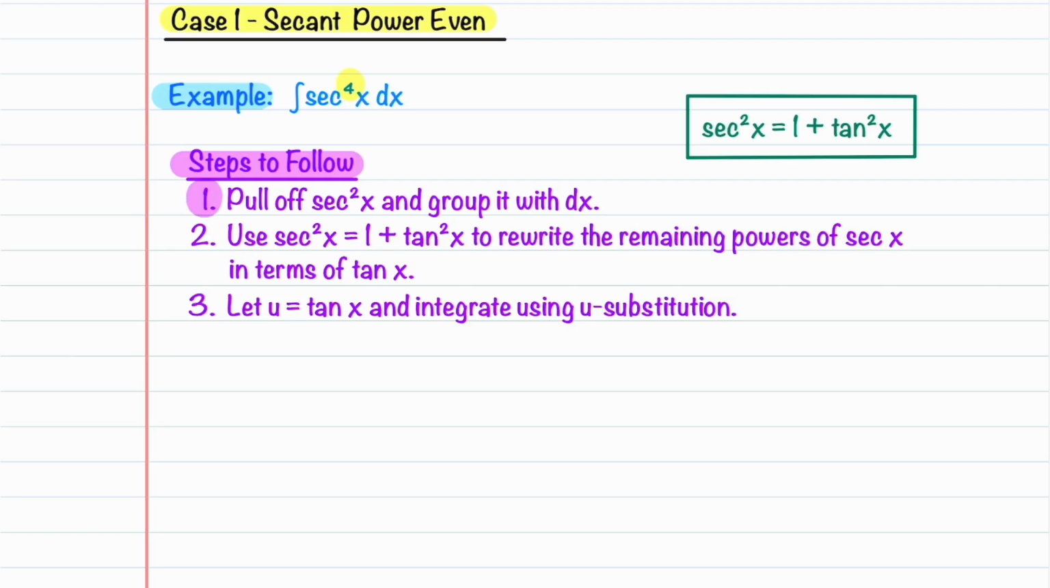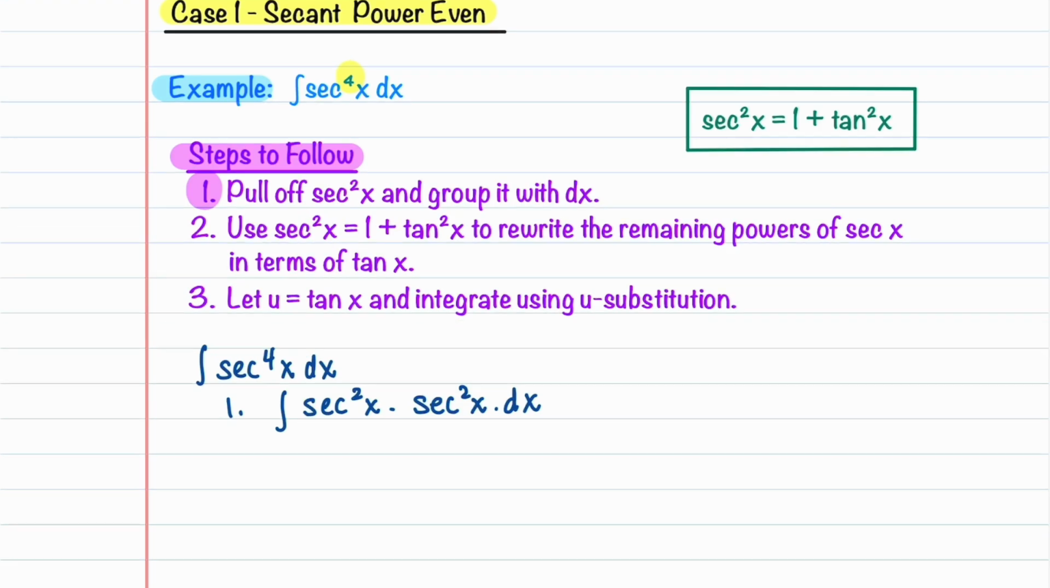Our first step is to pull off secant squared x and group it with dx. We have the integral of secant to the fourth x dx. And our first step is to pull off a secant squared, so we have a secant squared x left, and then we have a secant squared x that we pulled off, and our dx. The reason that we're doing this is we have an even power of secant left, and we can change that secant to tangent, and then the derivative of tangent is secant squared, which we have right there. This is exactly what step 2 tells us to do.